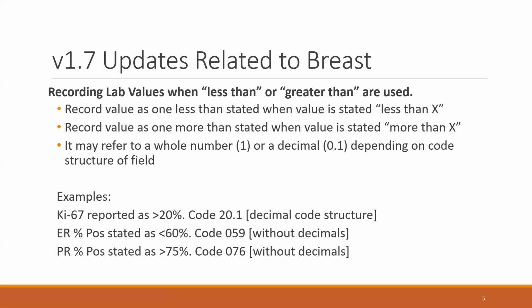If you have a statement less than or greater than, again, this decimal field comes into play, whether you have a decimal structure in that particular field or not. Examples at the bottom of this slide include the Ki-67. So if that was reported as greater than 20%, you would code 20.1. It's not that you are rounding, it's just you are taking the next possible number higher than 20%. Because there's a decimal in that field, you would go up by tenths.